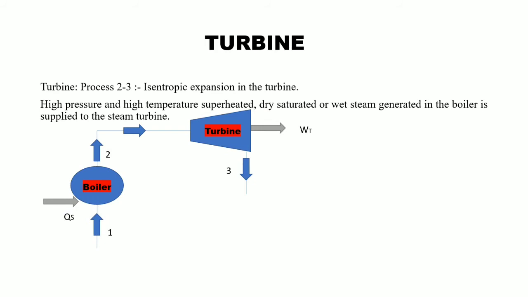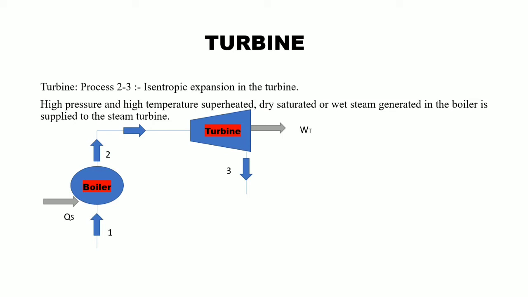Now the second process, 2 to 3. It is the isentropic expansion in the turbine. Means the second component is the turbine, and isentropic expansion means entropy remains constant during the expansion process. So when the expansion is done, what happens? The pressure is reduced. Means high pressure and high temperature, superheated, dry saturated or wet steam generated in the boiler is supplied to the steam turbine.